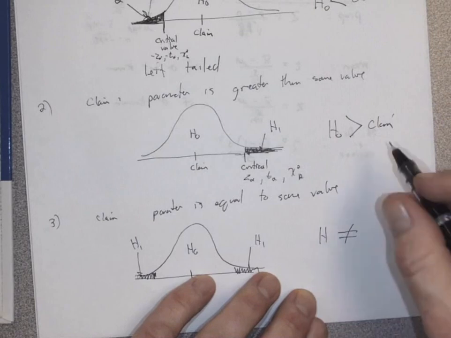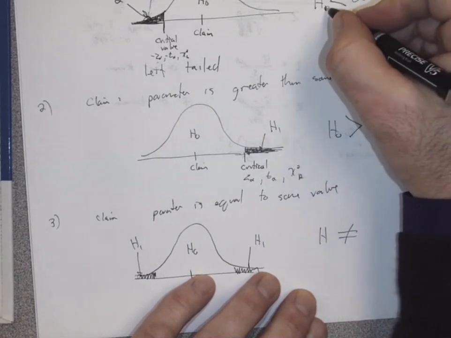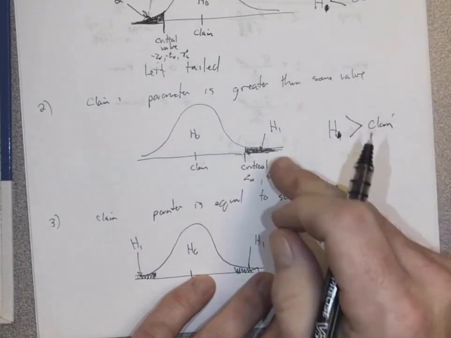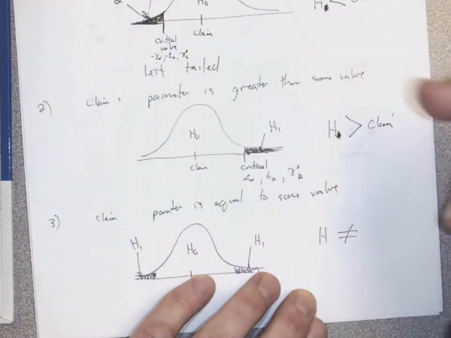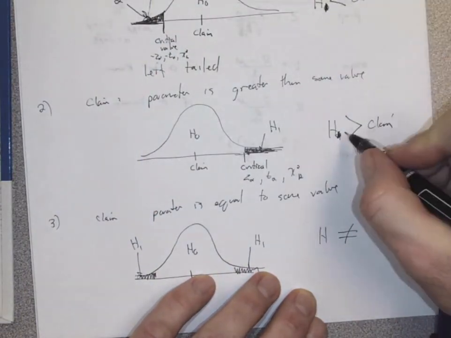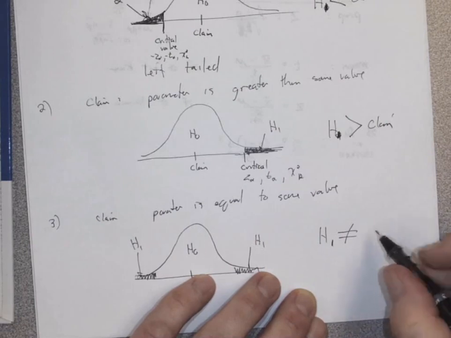This would be H1, because this is equality and this is outside equality. So H1, not equal to the claim.